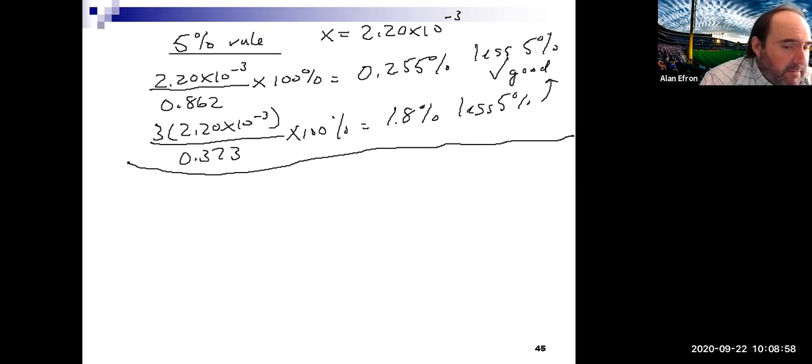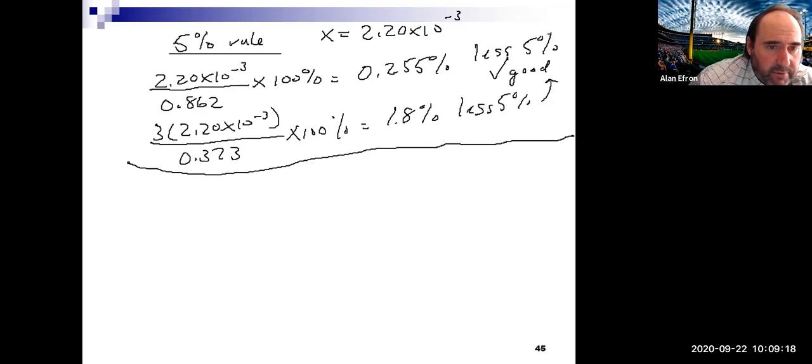Now, if it was more than 5%, what that means is you do need to go back and solve it some other way. For our purposes, that would probably be something like the quadratic formula. But you could definitely try this little rule here because it will help you out. So since our assumption is good, that is going to be our X value.